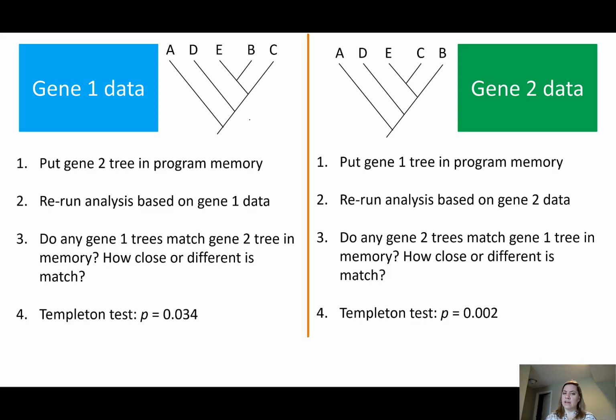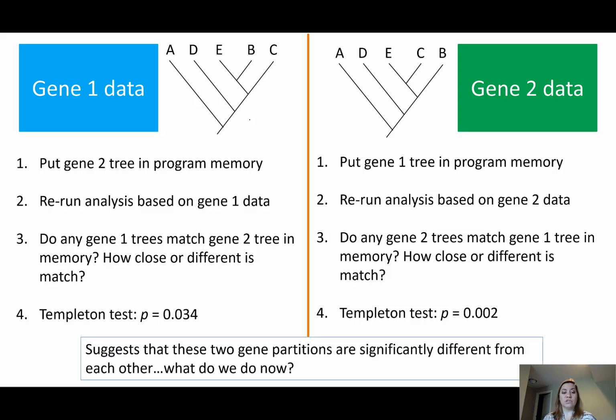Is that value significant? Yes, it is. So what this is telling us is that the trees that you get by running gene 2 again are significantly different from the tree that you get from gene 1. So what this suggests is that these two data sets yield two different trees that are significantly different. They are telling two different stories, and neither data set will accept or match well enough a tree of the other data set. It suggests that these two partitions are significantly different from one another.